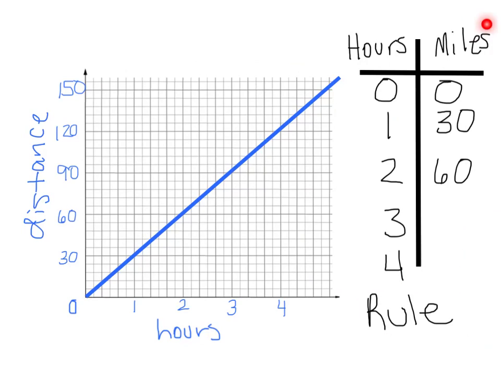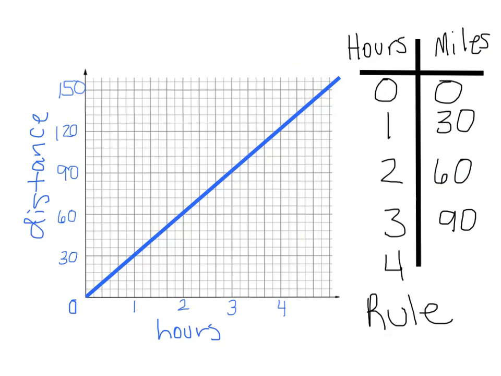Okay, let's look first at the table. This looks like an in and out table, which is something that you've been pretty familiar with over the years, where we can represent hours and miles. So 0 hours would be 0 miles. If a car is traveling at 30 miles per hour, in 1 hour, it will travel 30 miles. In 2 hours, it will travel 60 miles. In 3 hours, how many miles would it travel? You got it, 90 miles.